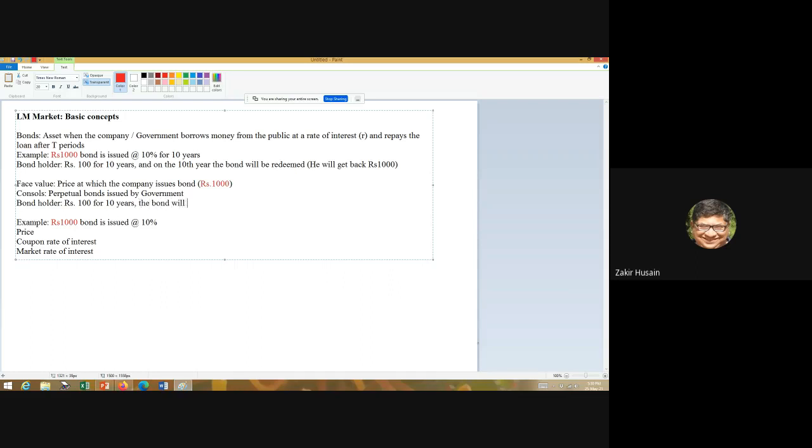The bond will never be redeemed. Every year he's going to get 100 rupees, but the bond will never be repaid by the government. After the person dies, his sons and daughters will inherit it and they will get the 100 rupees.